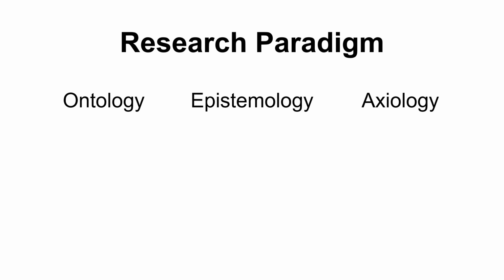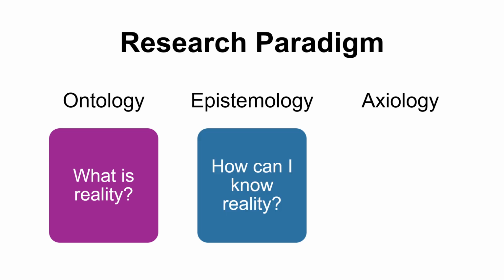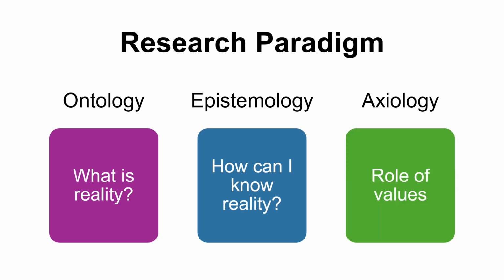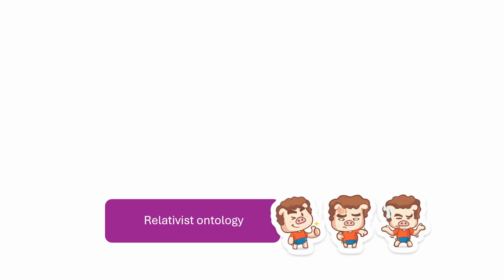As I've explained in other videos, ontology refers to understanding what reality is, epistemology refers to how we can know this reality, and axiology refers to the role of values in the research. First, for constructivists, reality is relative. They see reality as subjective and dependent on perspective, something that is lived, negotiated, and continuously reconstructed. In other words, constructivists have a relativist ontology.